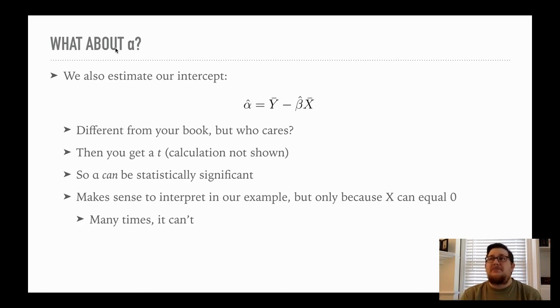Think, for instance, about estimating candidate vote share as a function of their height. Can a candidate have 0 height? No, they wouldn't exist. So it would be stupid to interpret alpha in that case, because again, alpha is what y is equal to when x equals 0. So if x equals 0 makes sense, you can interpret it. But if x equals 0 doesn't make any sense, then don't bother. Mathematically, it has to be there. That's all that means.